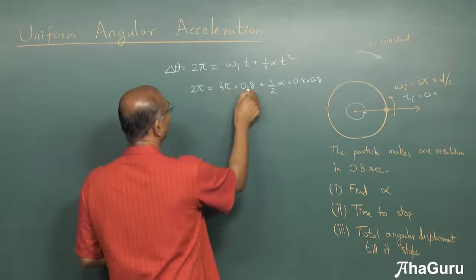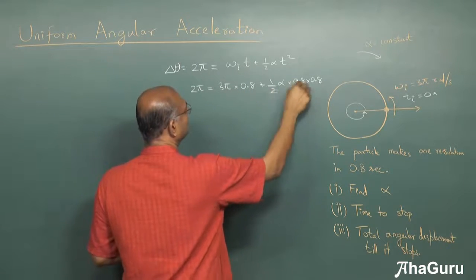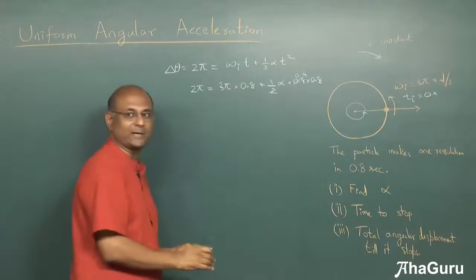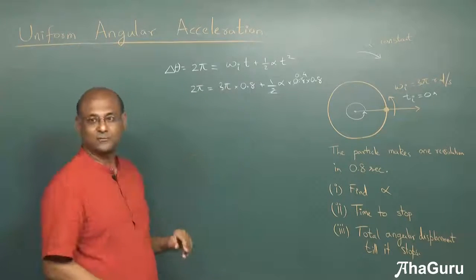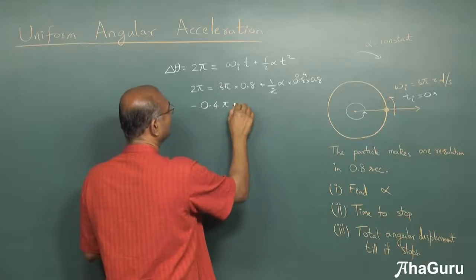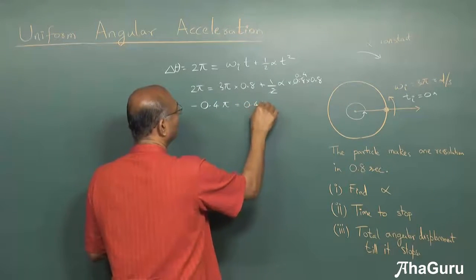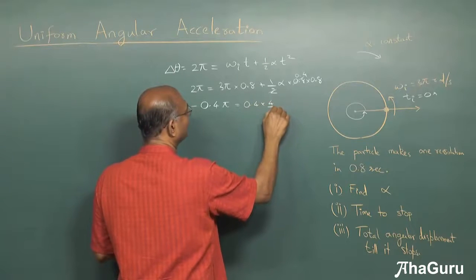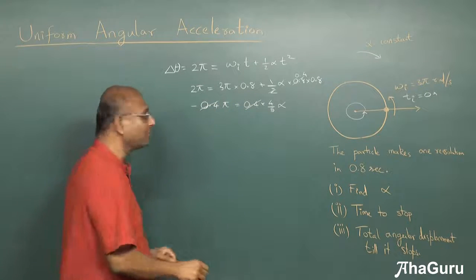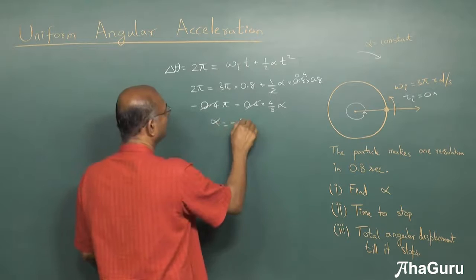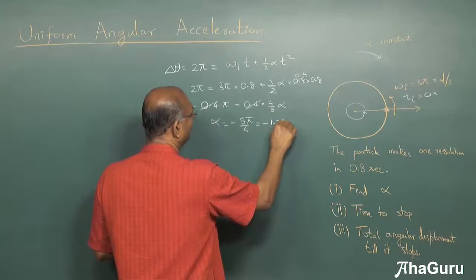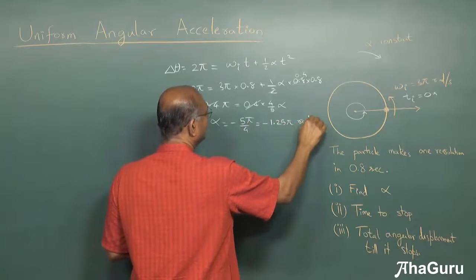Okay, so this is 2.4 pi, because 3 into 0.8. So let us cancel this out. This is going to give me 0.4, right? So if I bring it to this side, 2 minus 2.4 is minus 0.4 pi, which is equal to 0.4 into 0.8. I'll write 0.8 as 4 by 5, into alpha. This 0.4 and this 0.4 can cancel out, and so I get alpha is minus 5 pi by 4, or minus 1.25 pi radians per second square.